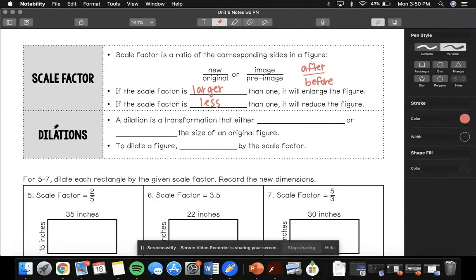So we're going to start talking about dilations. Dilations are the geometric word for making things bigger or smaller with transformations. A dilation is a transformation that either enlarges or reduces the size of a figure. And the way we did that is we took the starting amount and we multiplied by the scale factor.